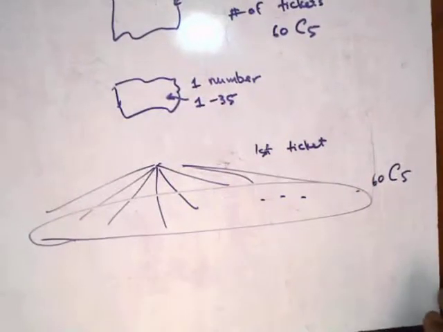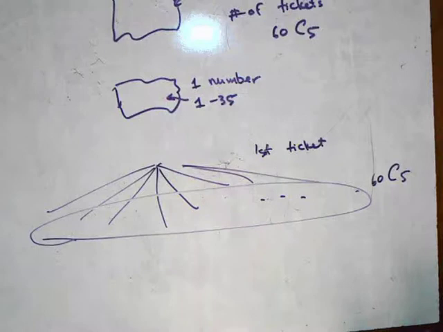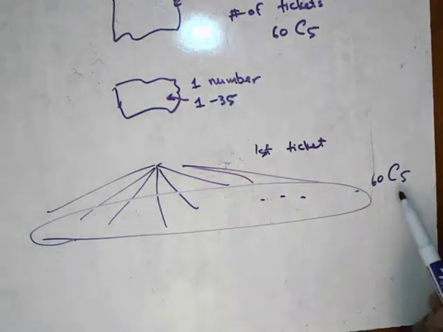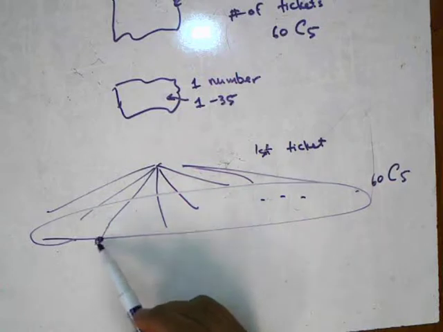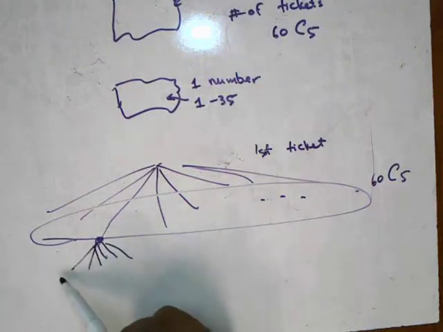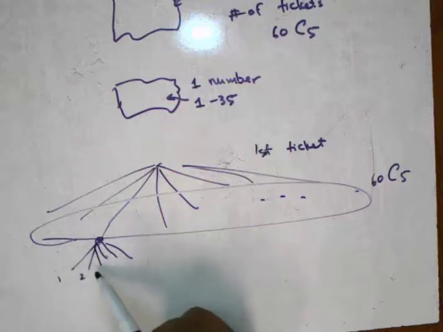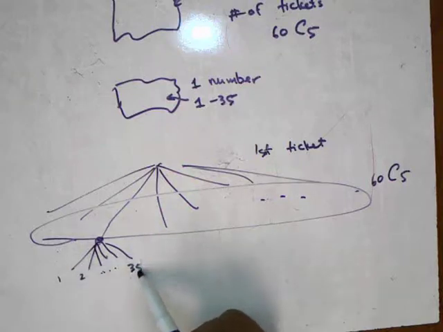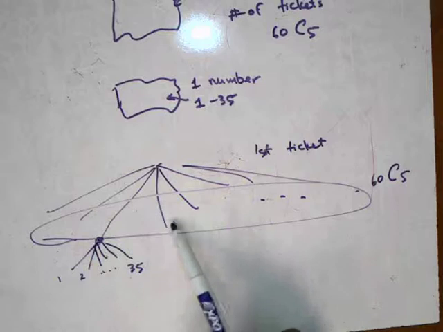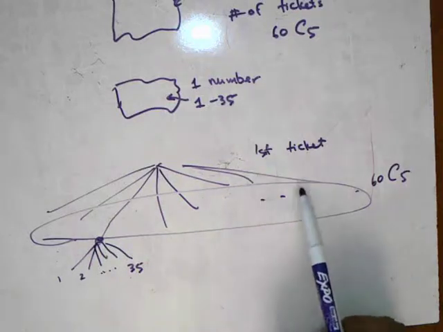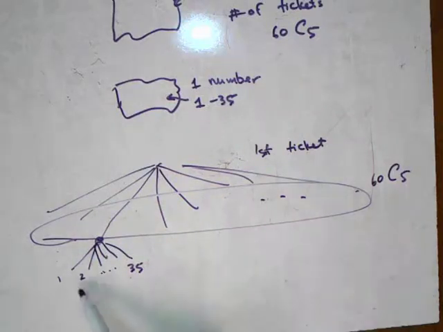Okay? Now, in order to enumerate all possibilities, for each one of these 60 choose 5, you can also choose another number from 35. So let's say you picked whatever ticket this is. Well, there are 1, 2, 3, 4, 5. There are 35 numbers. This goes on to 35. Okay, so there are 60 choose 5 of these first set of branches, and for each of those branches, there's another 35 branches that come from there.